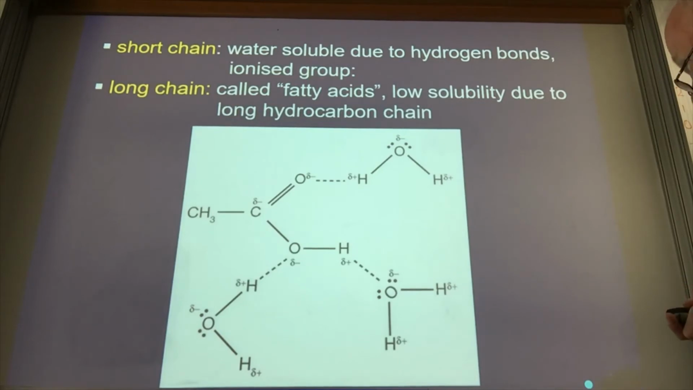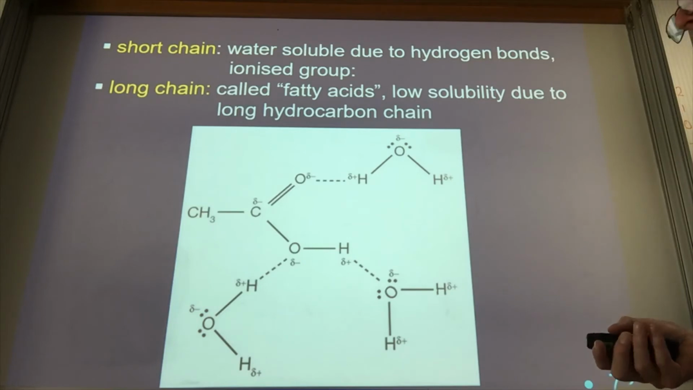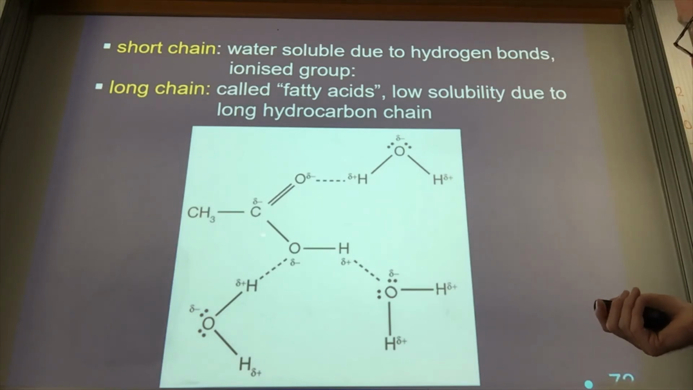Short chain carboxylic acids, ethanoic acid, acetic acid, are completely water soluble. Vinegar, of course, being what that is. But with carboxylic acids, we get a lot of long chain carboxylic acids, 10 carbons or more. Now, they're called fatty acids because they're carboxylic acids you can get out of fats, and they have very low solubility because you've got a very long hydrocarbon chain. The hydrophobic nature of the hydrocarbon chain completely overshadows the hydrogen bonding with the carboxyl group.